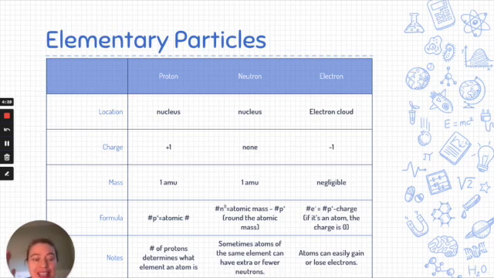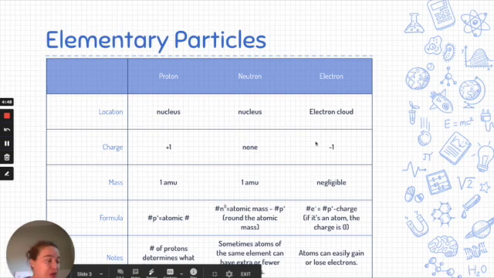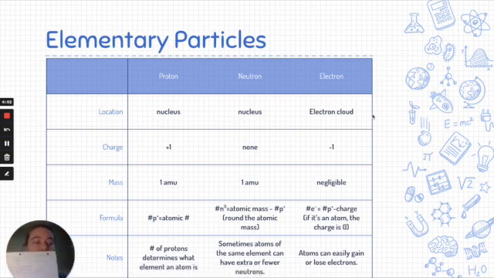For now, if I say the word atom, you can assume that the number of electrons is the same as the number of protons. Simple. So that's our review of the elementary particles. If you do not already have this on the back of your periodic table, please take a moment and copy this table onto the back of your periodic table so that you have a quick and easy reference always available to you.